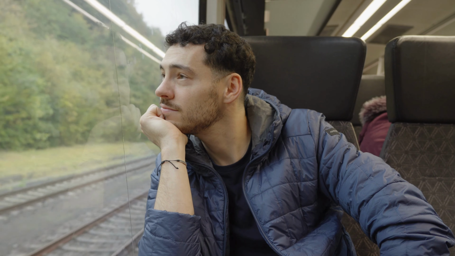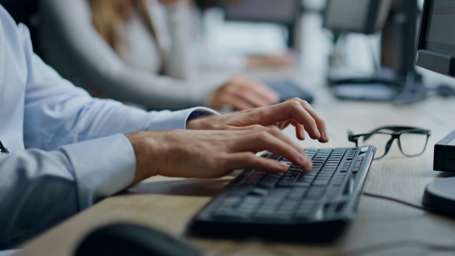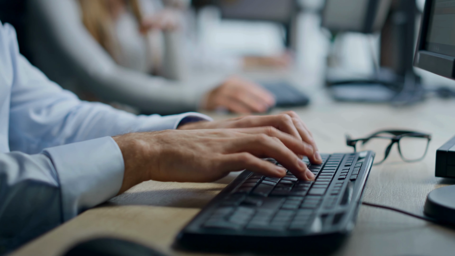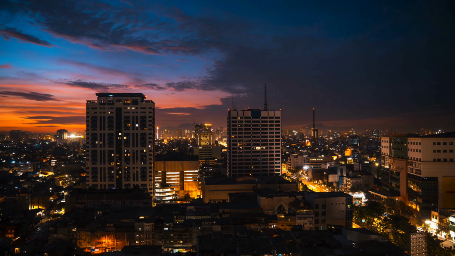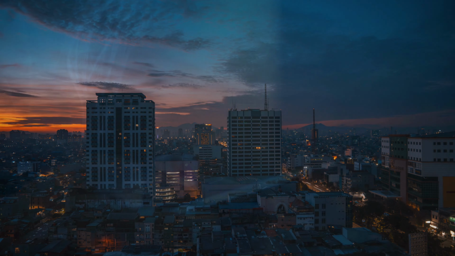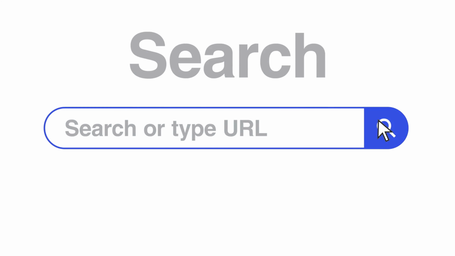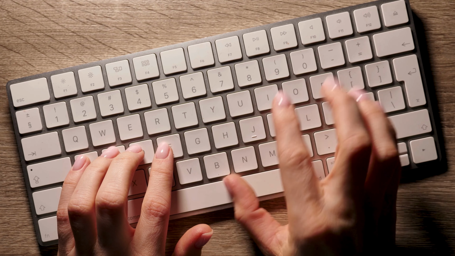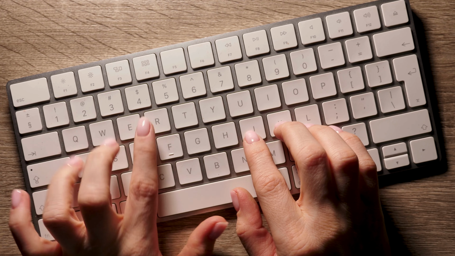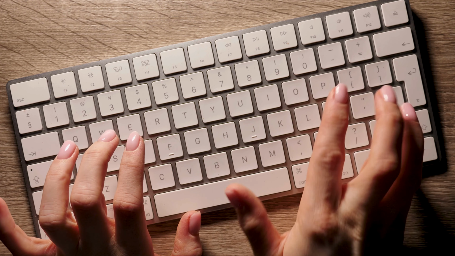Think about this for a second. You've probably used a keyboard thousands of times, maybe even millions of keystrokes over your lifetime, typing messages, writing documents, searching the internet. But here's a strange question. Why do the keys F and J have those tiny bumps? Have you ever noticed them? And more importantly, have you ever wondered why they're there?